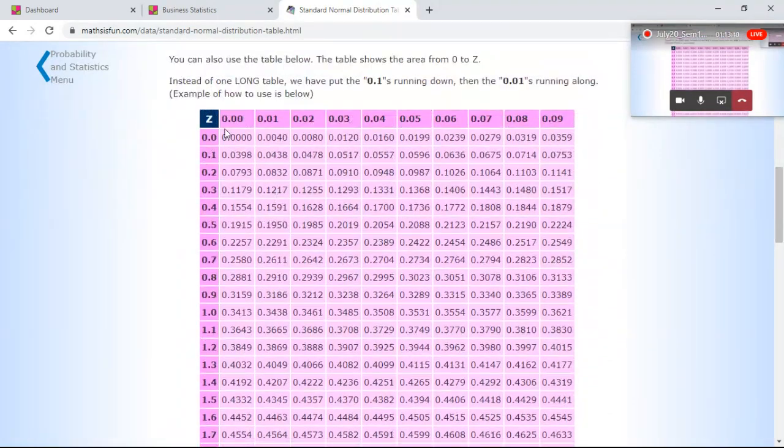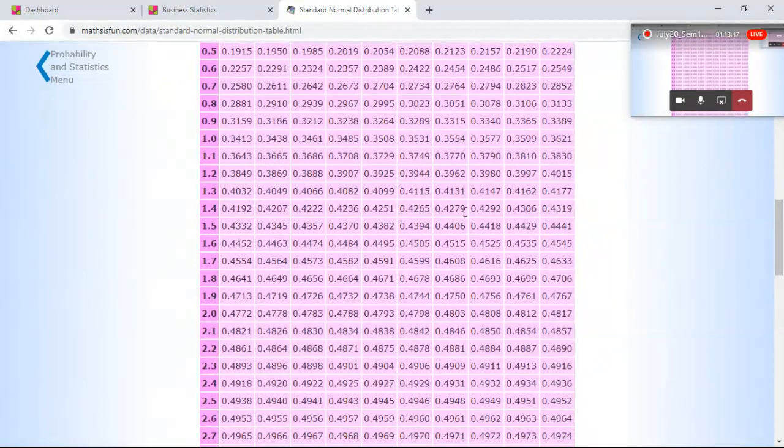0.05 is in which column? 1, 2, 3, 4, 5, 6 column. So the 6th column, 0.05. So here 1, 2, 3, 4, 5, 6 column, 0.47. So here is the 1, 2, 3, 4, 5, 6.